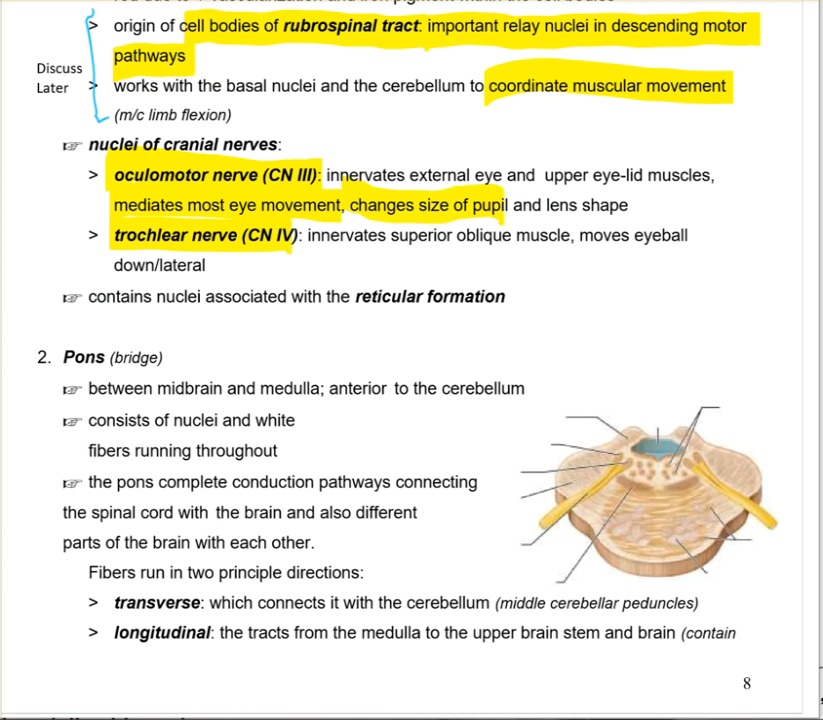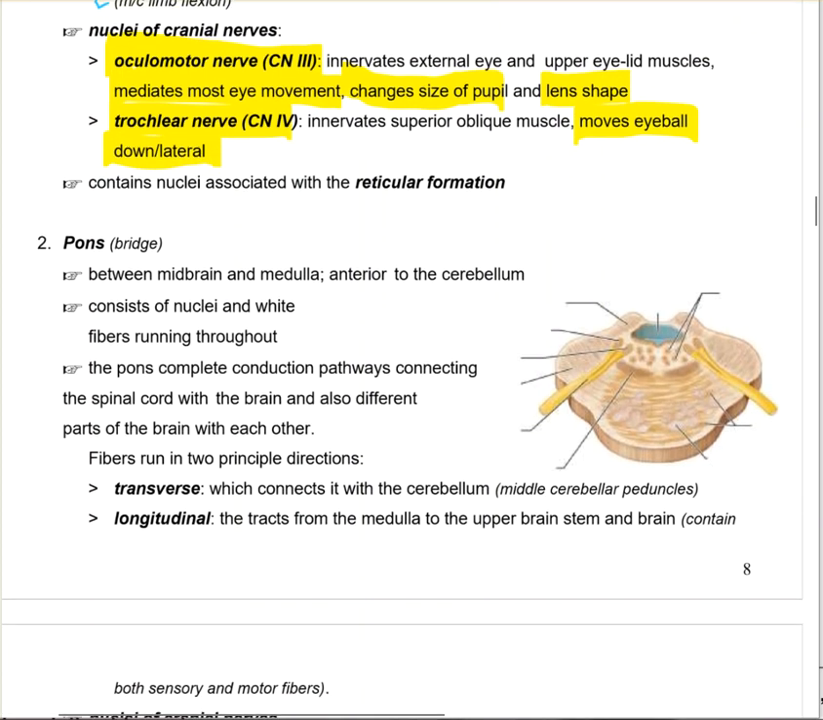It changes the size of the pupil and the lens shape. Does quite a bit. The trochlear nerve innervates part of the eye muscle, the superior oblique one, and it moves the eyeball down and lateral. Okay, so great.